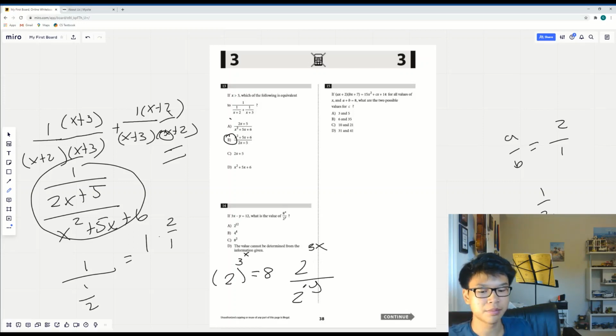And now with the same base, we can divide, subtract the exponents when we divide. It's 2 to the 3x minus y, right? And we said 3x minus y is given here, it's 12. So 2 to the 12. A.